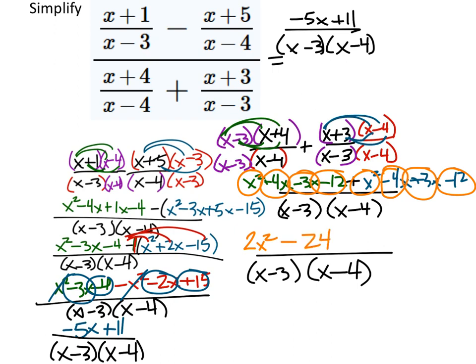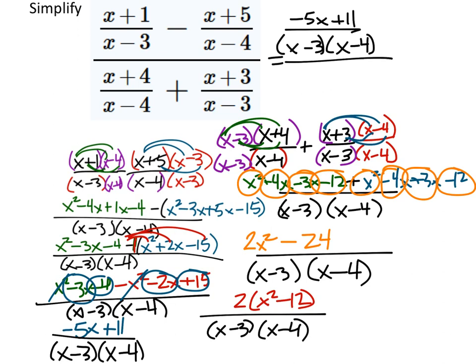And out of my numerator, I can factor out a 2 just to see what happens. So that would be 2 times x squared minus 12, all over x minus 3 times x minus 4. Well, from right here, we may be looking at the x squared minus 12 as a difference of squares, but 12 is not a perfect square, so we're not going to worry about factoring it.